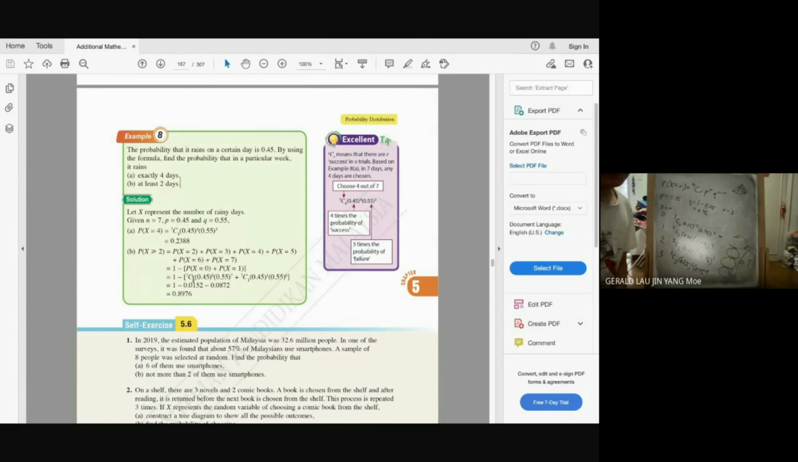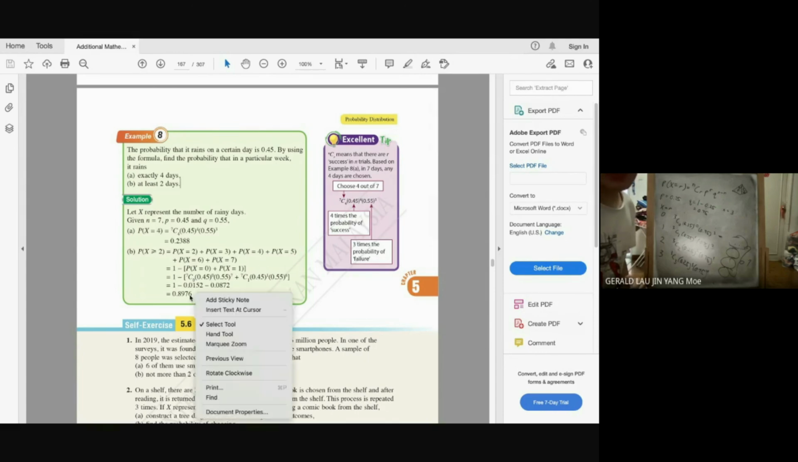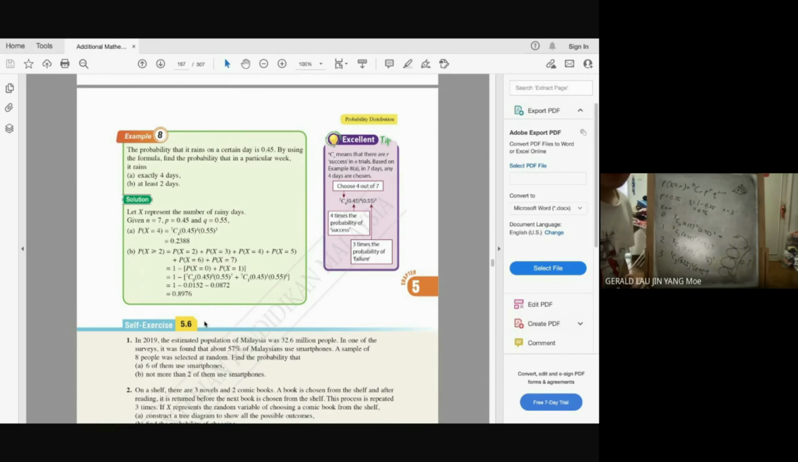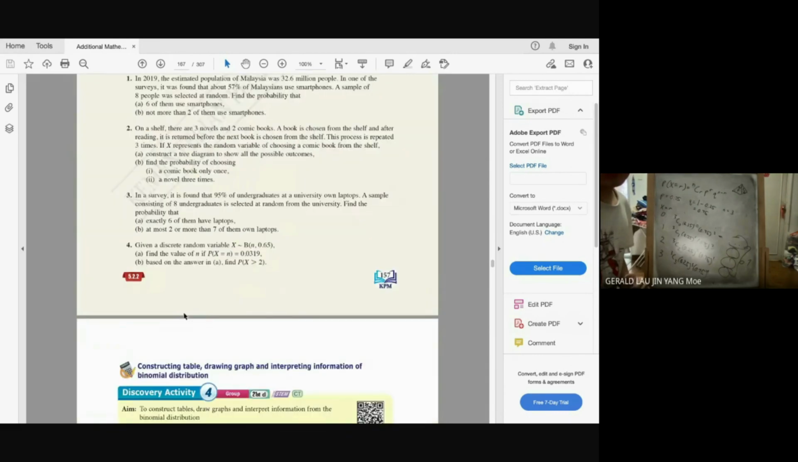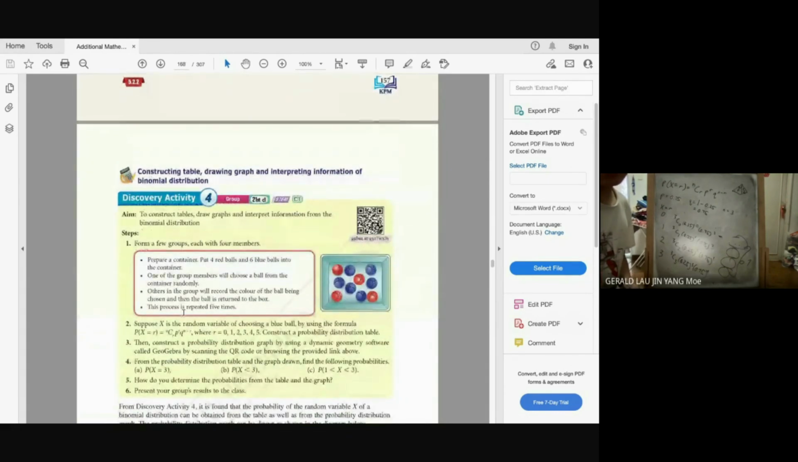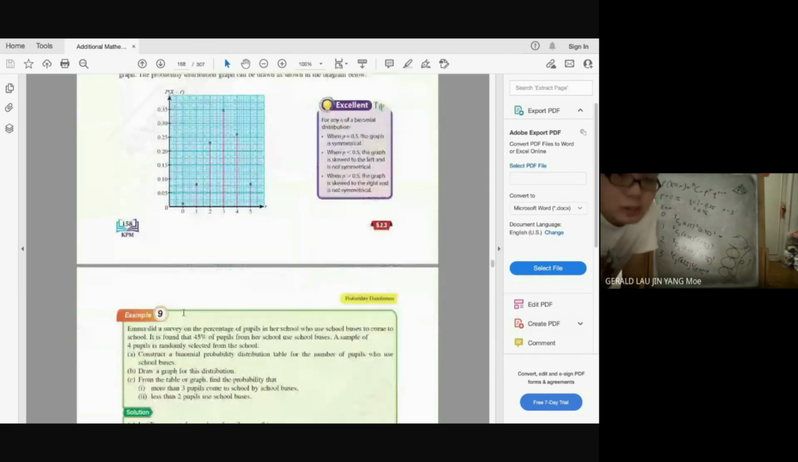So 1 minus the probability of getting 0 days of rain, and also probability of getting 1 day of rain. So 1 minus this, you get this one. Okay, hopefully you understand. What is this? Constructing table, interpreting.